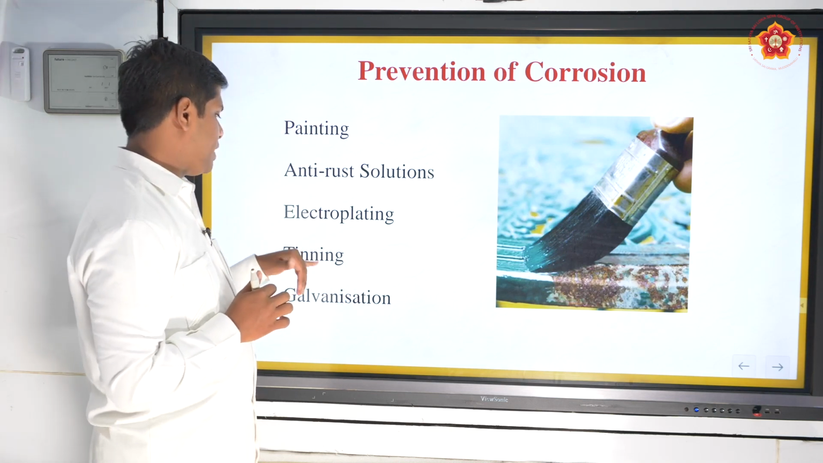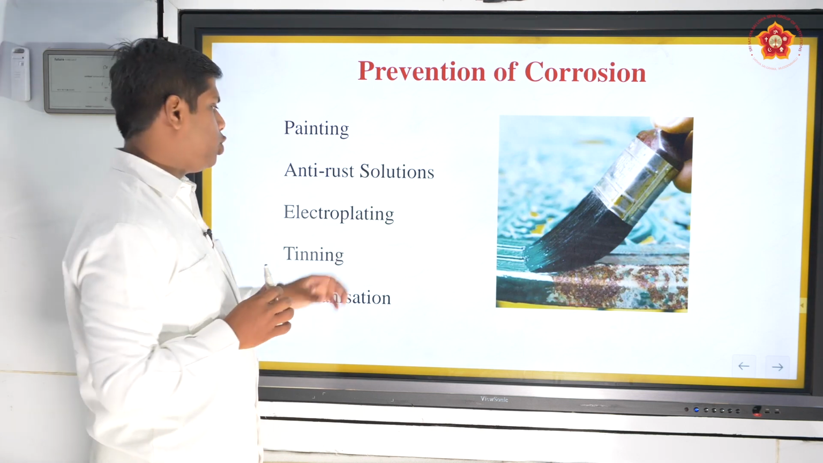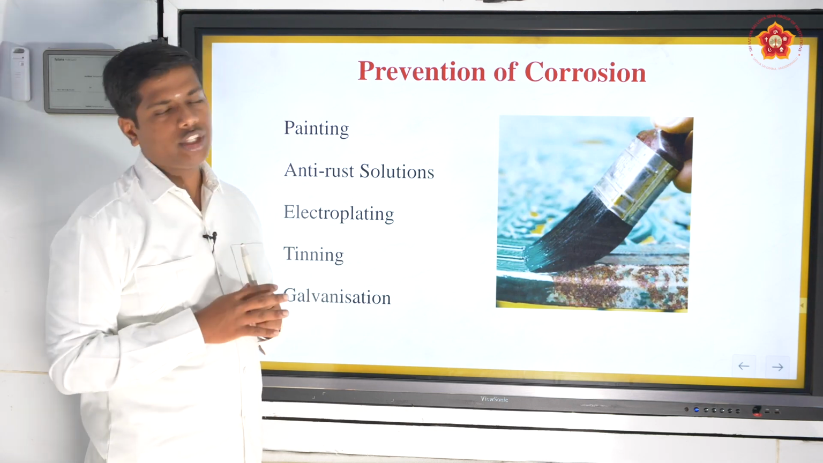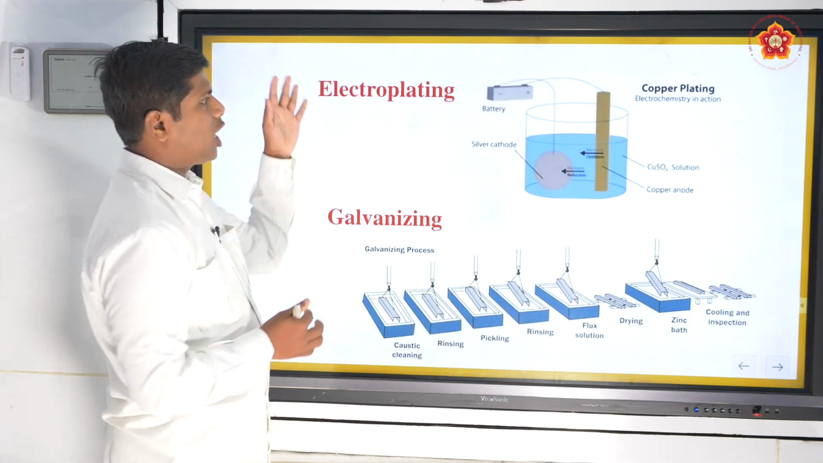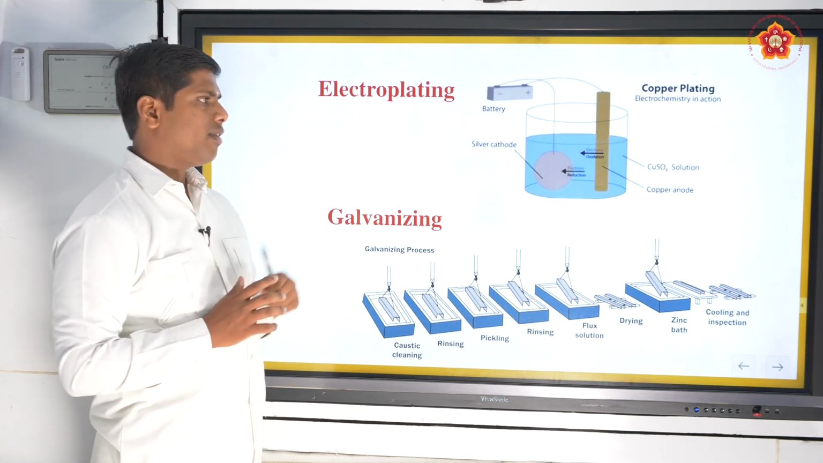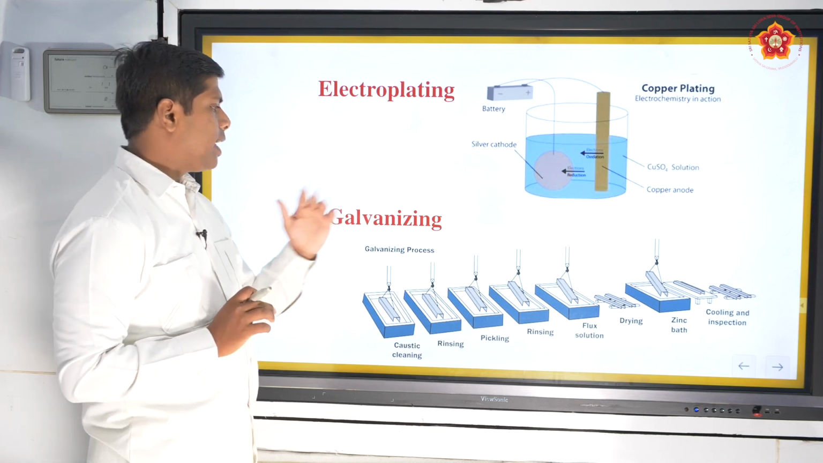These electroplating, tinning, and galvanization we will discuss in detail in the metals and non-metals chapter. But you know these are the methods for the prevention of corrosion. Some of the pictures: electroplating, galvanizing. To prevent corrosion, we use electroplating and galvanizing.